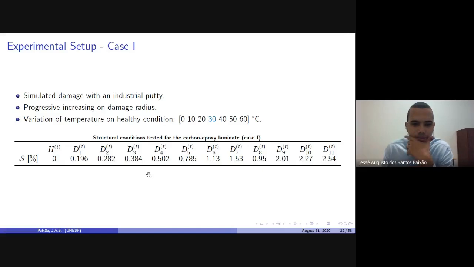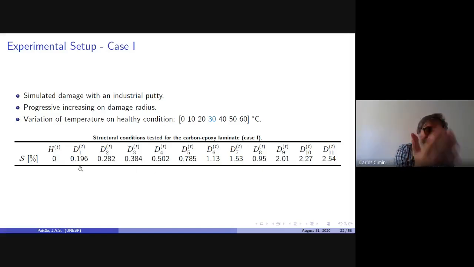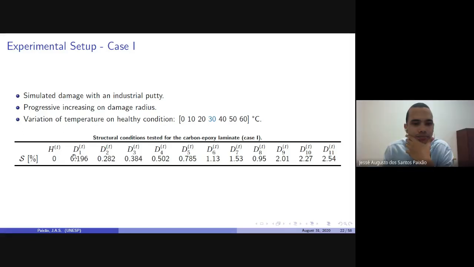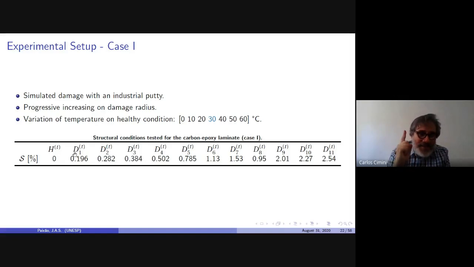Yes, but this is because... Because when you put a T there, I think... This is just one state of damage for one temperature, right? You can plot a very few temperatures, like 1, 2, 3, 4, 5, 6, 7 levels.